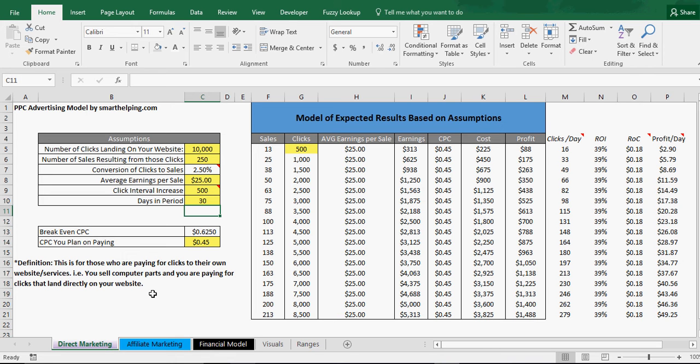I guess the exception, the in between, is if you're a drop shipper. But then, if you're drop shipping, you would fall right into direct marketing, where you're promoting your own products and services on your own site. So anyway, those are the two models I'm showing, and I'm going to explain how you set this up.